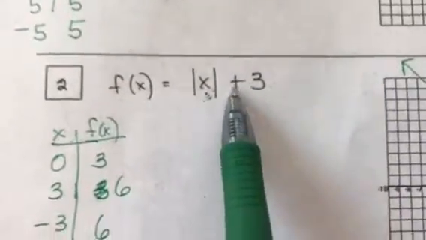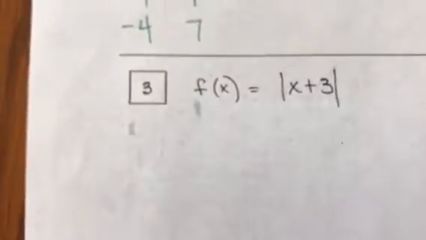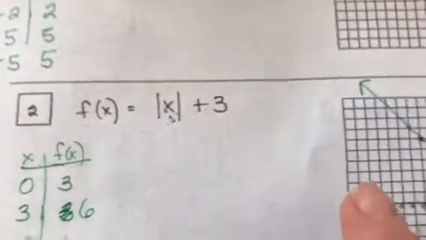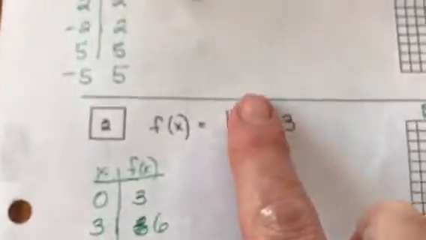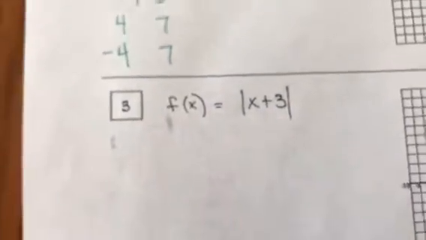Okay, so notice the difference between these two. Here I added 3 and it's on the outside. Here I'm going to add 3 and it's on the inside. So what do you think this is going to do? Now, first of all, when it was on the outside, it did a vertical shift up. So if it's on the outside, it goes up 3. What do you think it's going to do if it's on the inside?